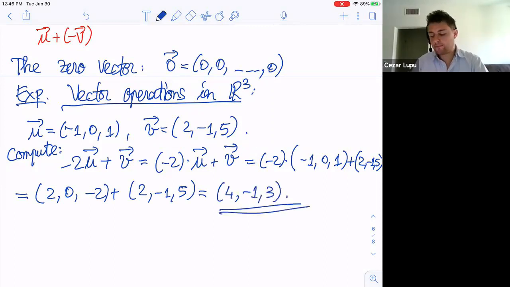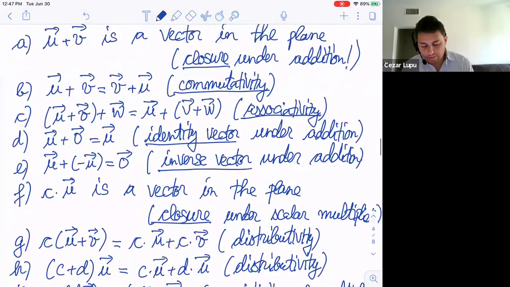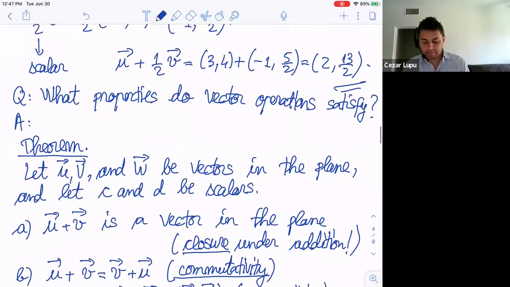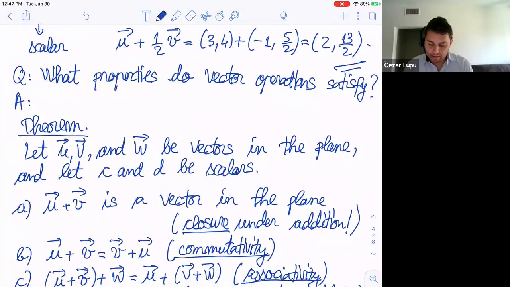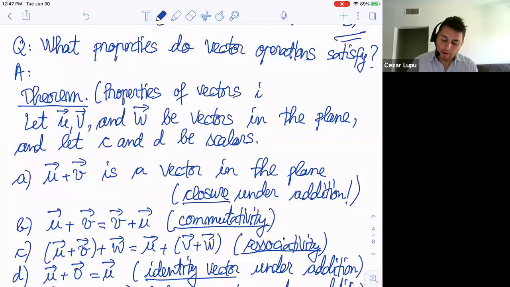Yeah, that's the vector. So the same operations you can perform in R4, R5, and so on. Okay, I'm not going to dwell too much on these examples. Well, if I look back at all these properties of vectors in R2.